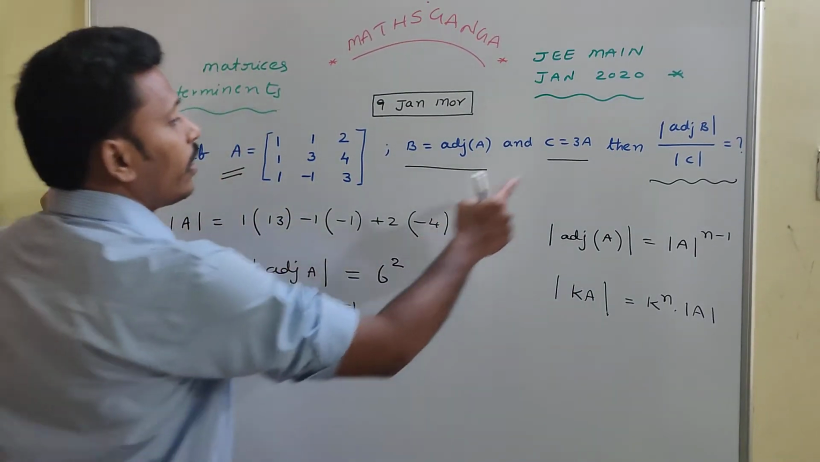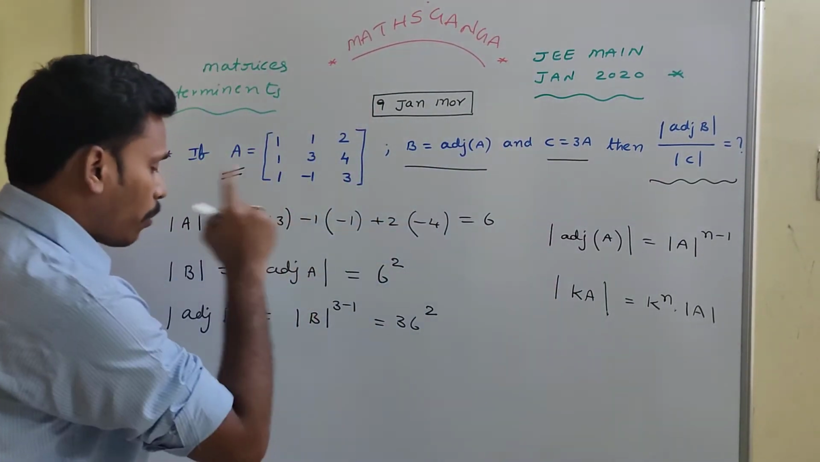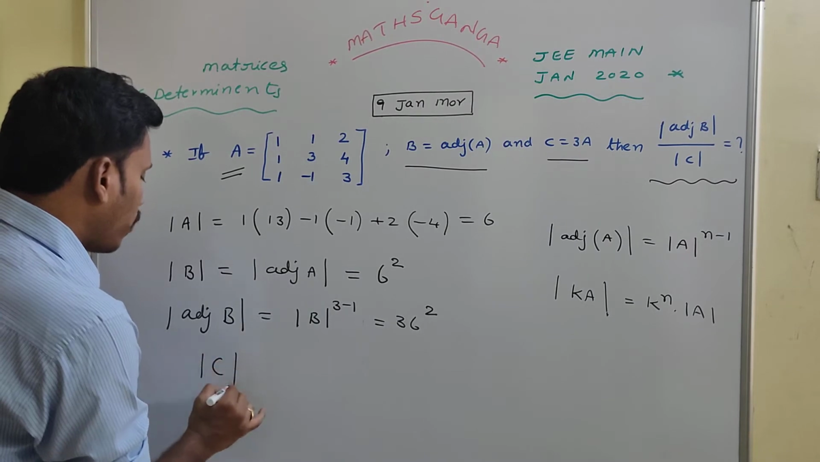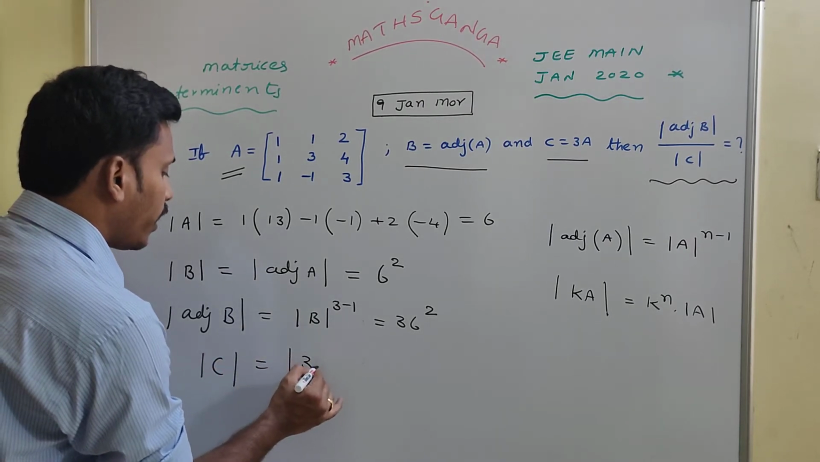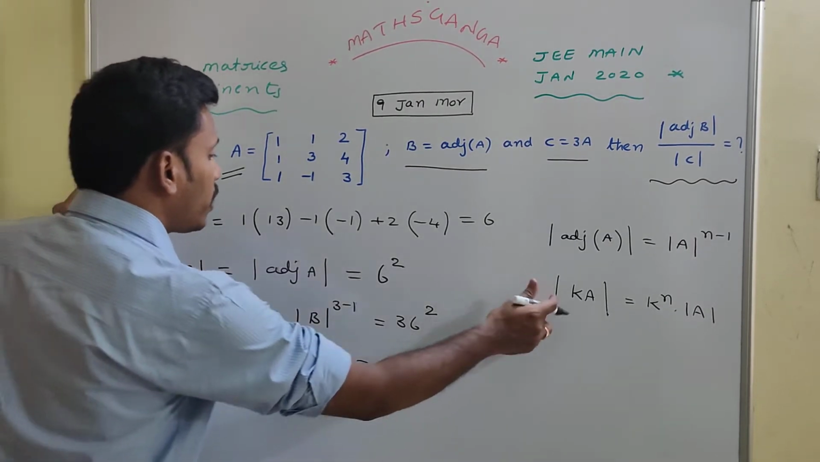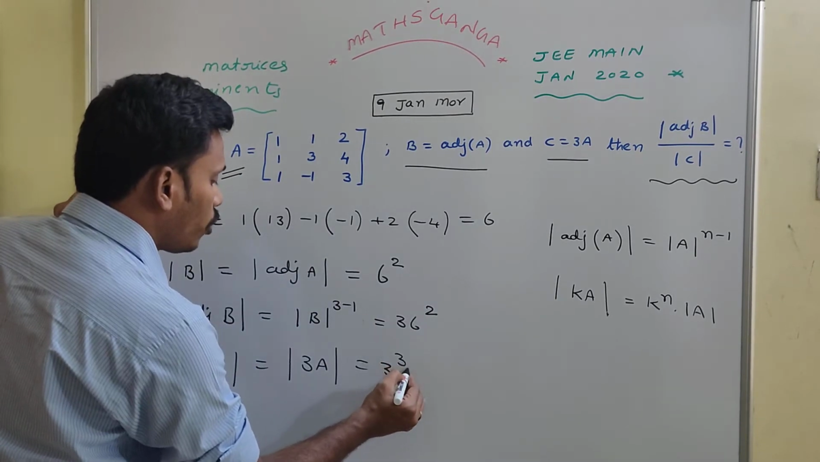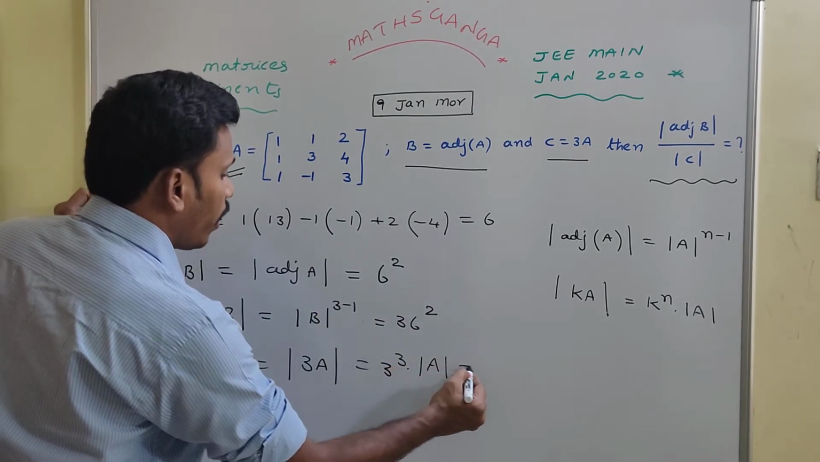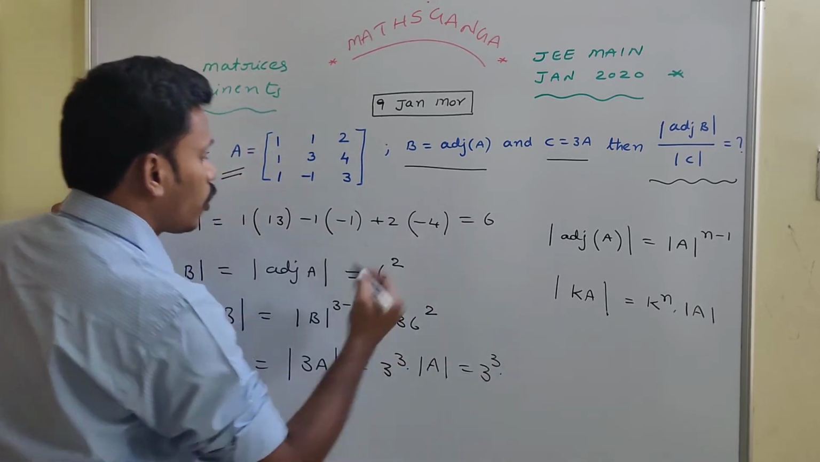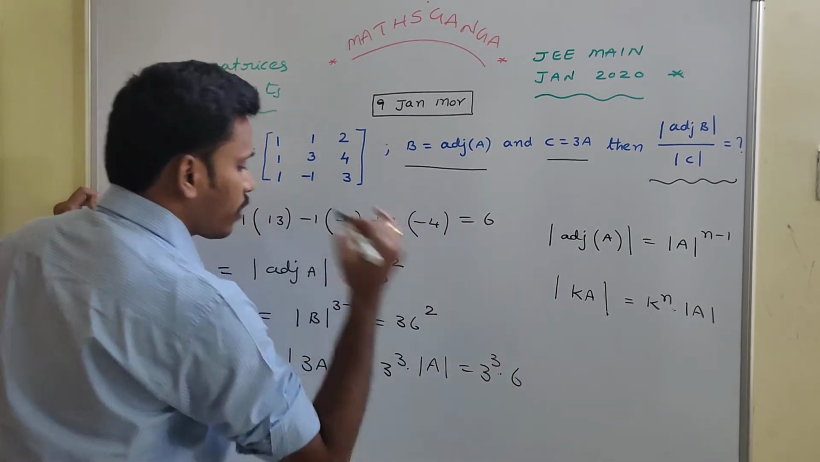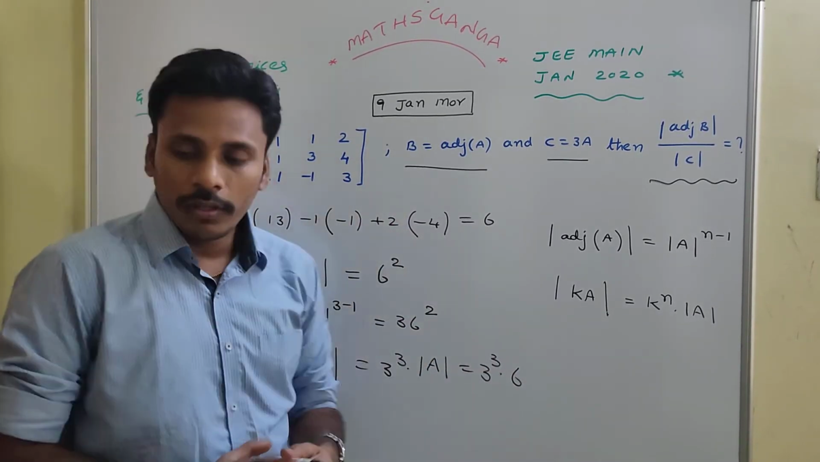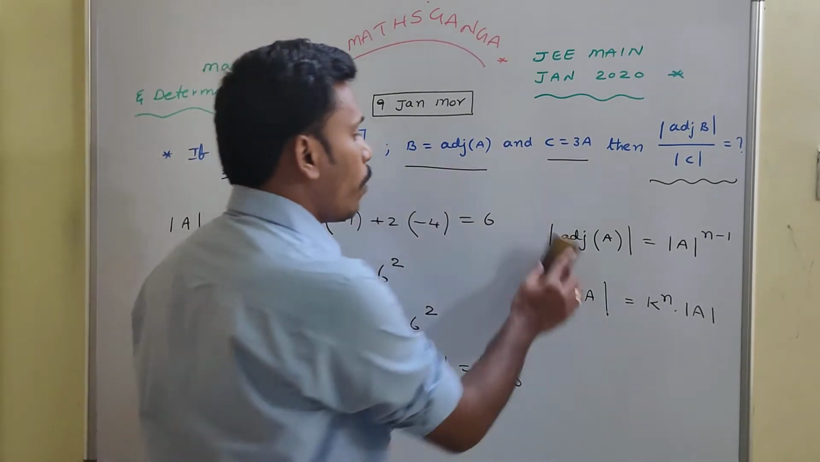Then for the denominator I need determinant of C. Determinant of C is equal to determinant of 3A. Then by the second logic, this is equal to 3 cubed into determinant of A, and determinant of A is 6, so it is 3 cubed into 6. Now I have the numerator value as well as the denominator value.